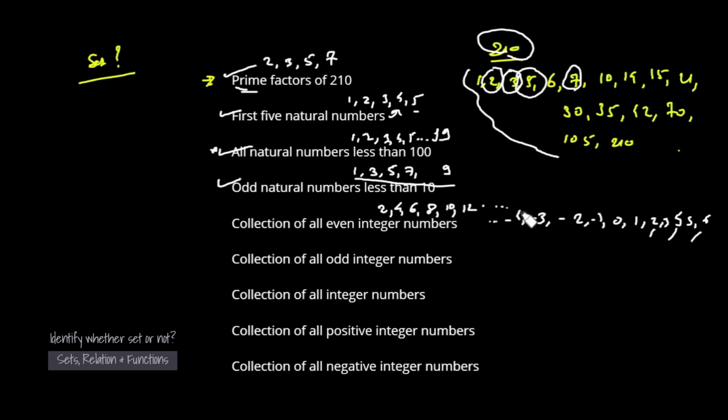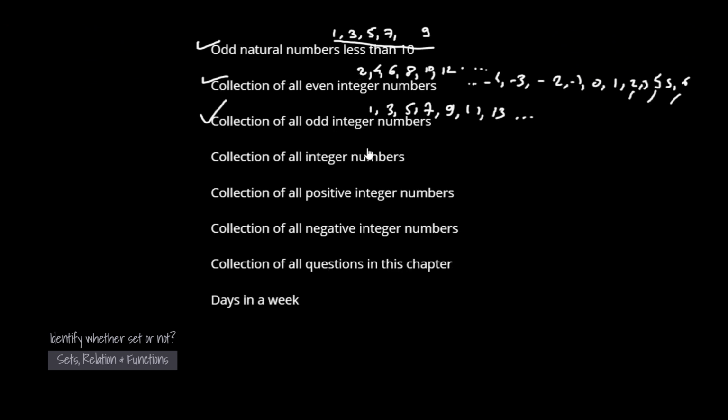So it is an infinite series. Again it is infinite but the objects are definite. Objects are well defined, so it is a set. Next, collection of all odd integer numbers, so they are 1, 3, then 5, 7, 9, 11, 13 and like that. They are infinite but having definite objects, so it is a set.